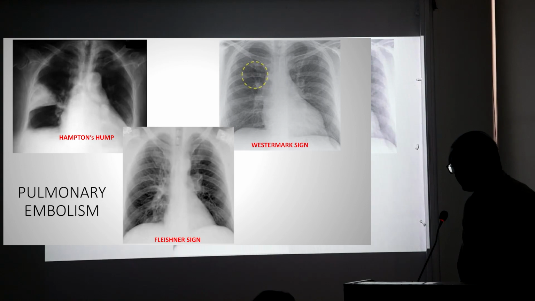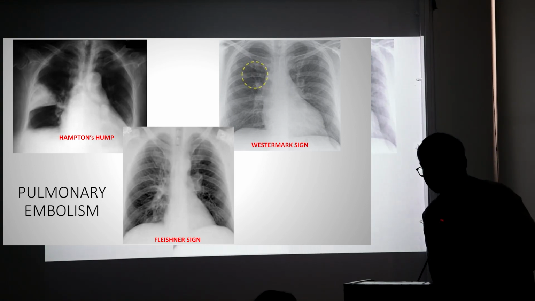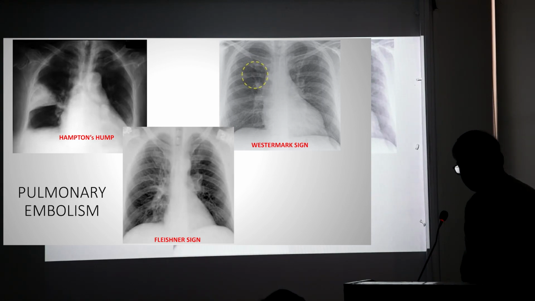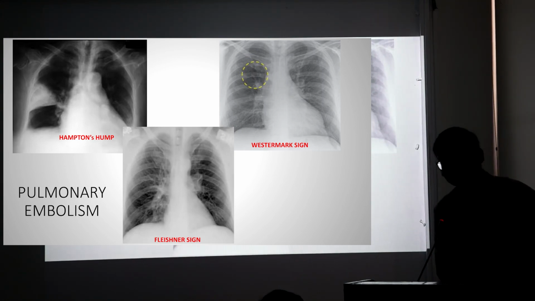These three pictures have some connection. This is the triangular sign. Someone said? Yeah, that's Hampton's hump. And this one? Not very visible, I think, in the projection. Westermark. What is Westermark sign?